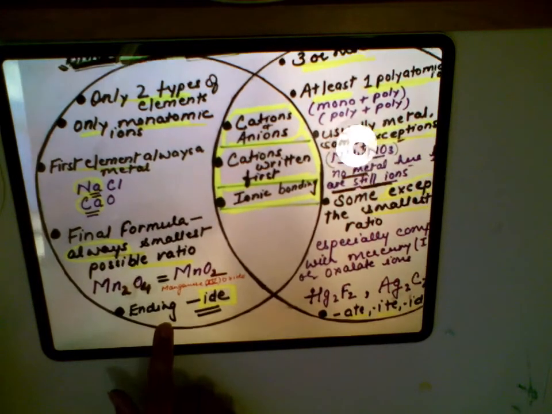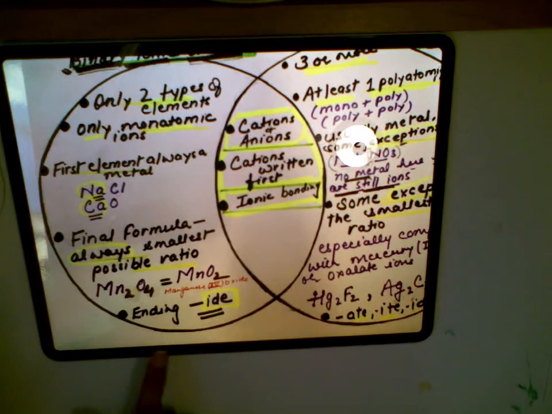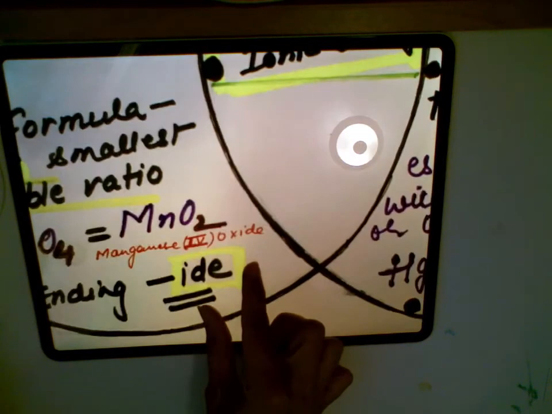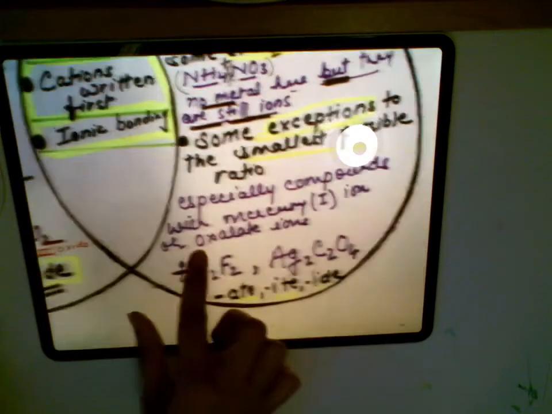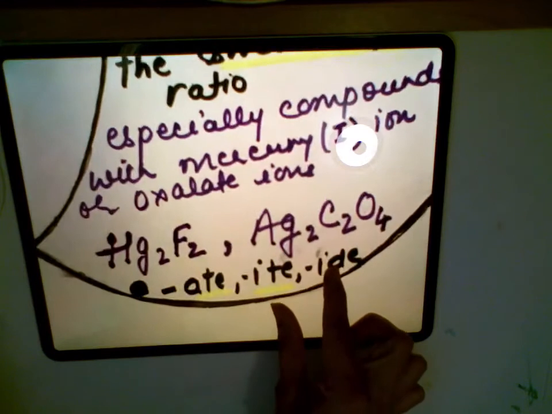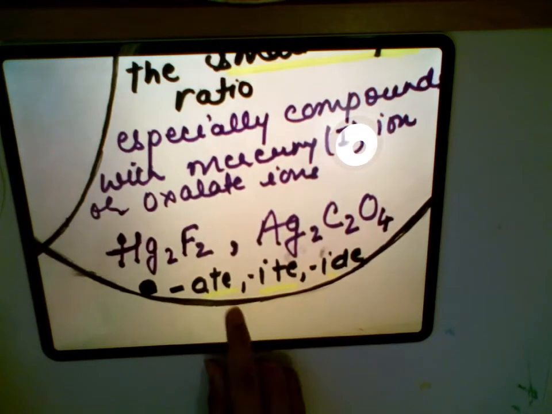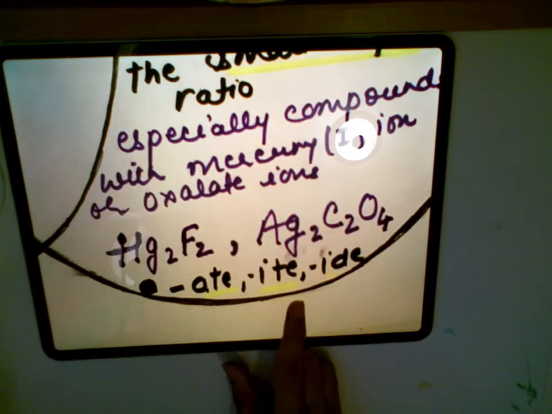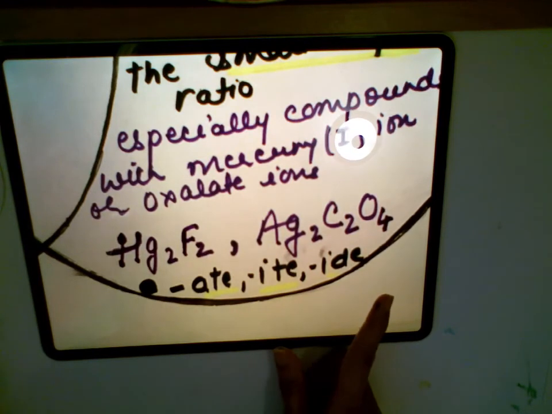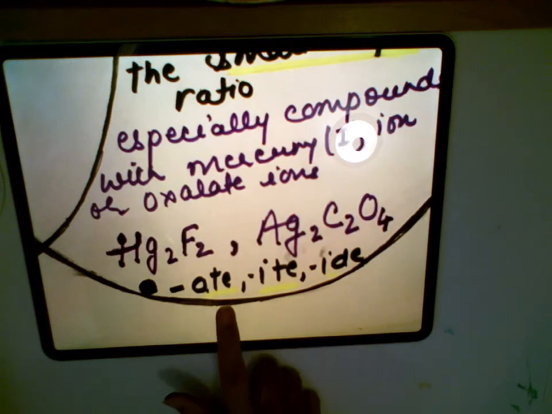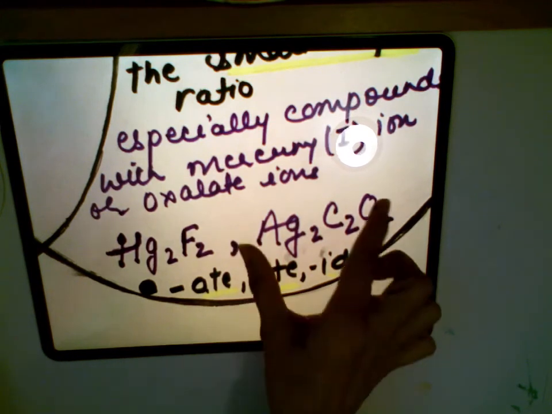Similarly, the last one is endings. When you name a binary compound, you end in IDE, meaning those anions always end in IDE. However, for ternary compounds, which include polyatomic ions, they end in ATE, they end in ITE, and they could end in IDE. Ending with IDE is not that many, but ATE and ITE are most of them.